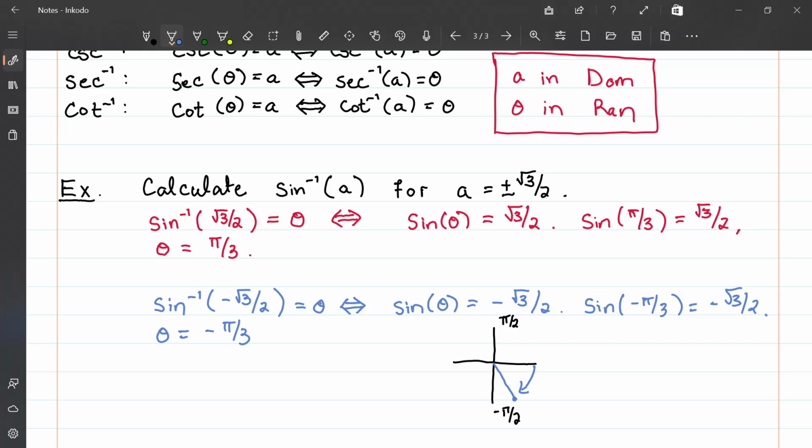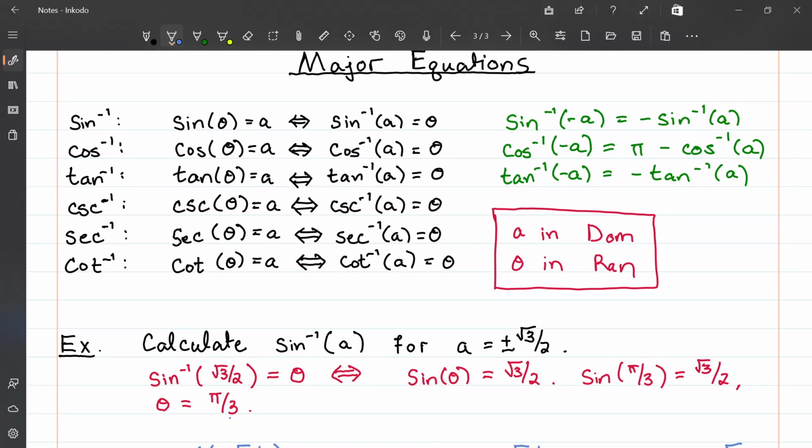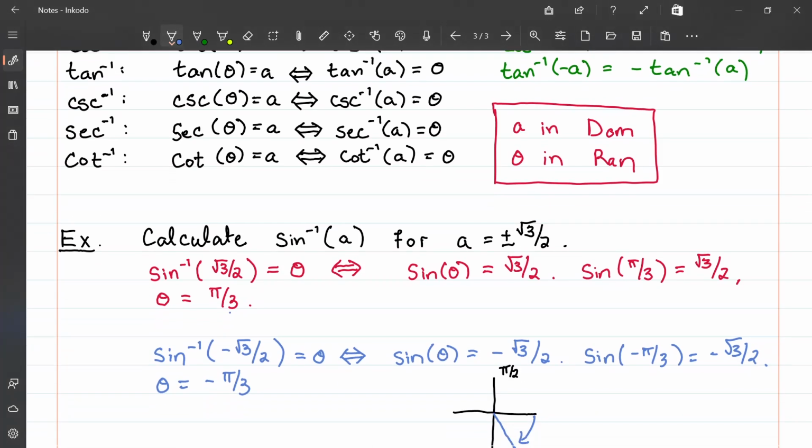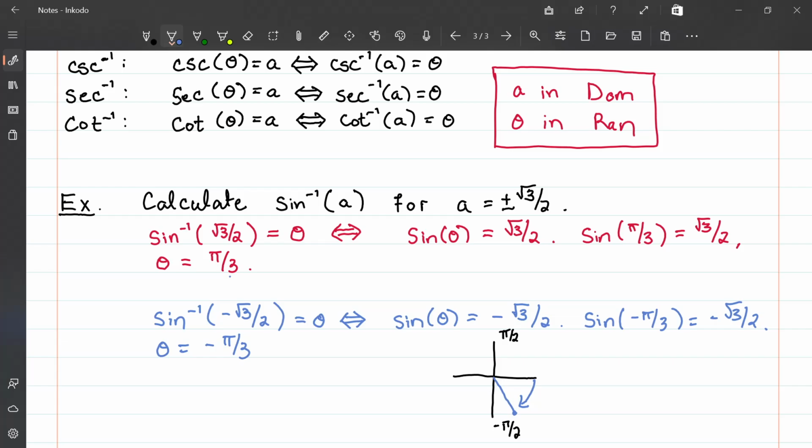Now I want you to take a look at these answers. Last time, when I took arc sine of root 3 over 2, I got pi over 3. This time, when I took arc sine of negative root 3 over 2, I got negative pi over 3. That is exactly what this green equation says here. If I take arc sine of the negative of a, then the result must be the negative of whatever arc sine of a gave me. In other words, we've just recreated the green equation for arc sine. We've just done it using diagrams and using our work here. That should not be too surprising.